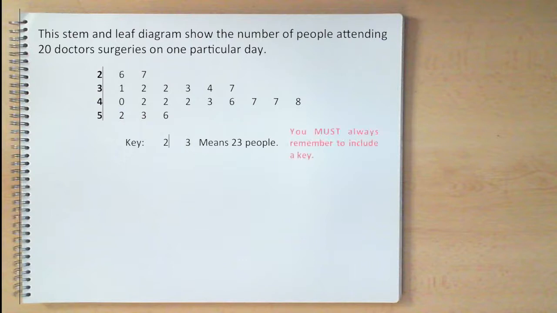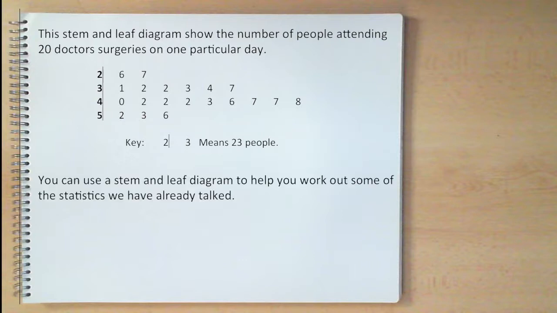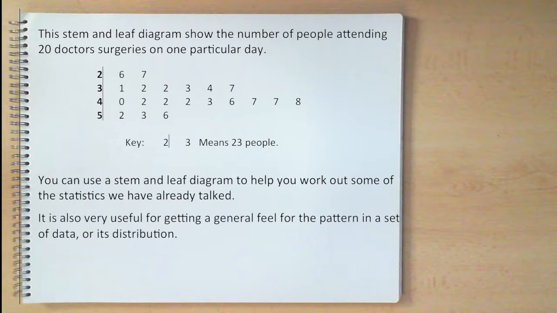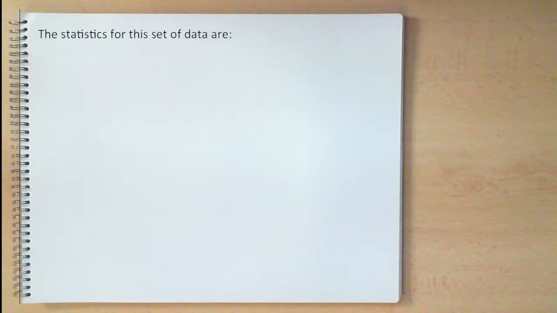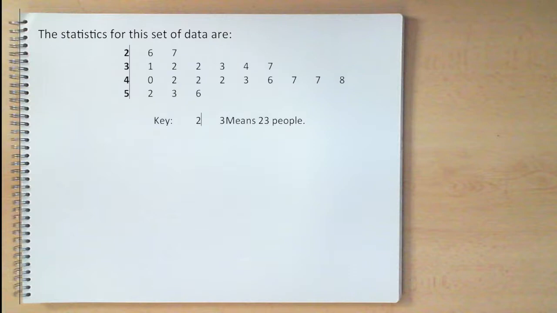As I'm sure you realise, it's very important that you always remember to include a key that shows that, for example, the 2 and then the line and then the 3 means 23 people. This makes it easier for people to understand what the data in your stem and leaf diagram actually mean. As we'll see, the stem and leaf diagram can be useful for helping you work out some of the statistics we've already talked about. And as we've said, for getting a general feel of the pattern of data, it's very, very helpful. Let's have a look at how it might help us calculate things.